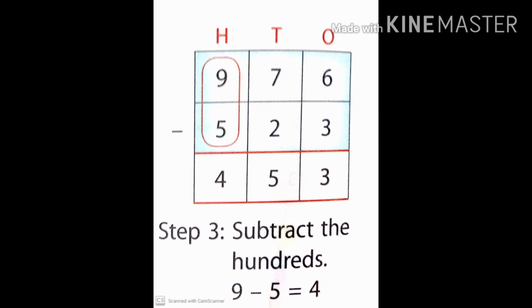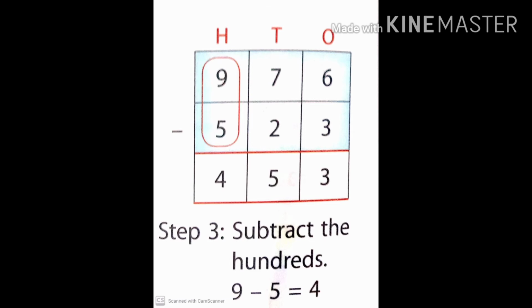Step number 3. Subtract the hundreds. That is 9 minus 5. 9 minus 5 gives us 4. So, by subtracting 976 by 523, the difference we get is 453.